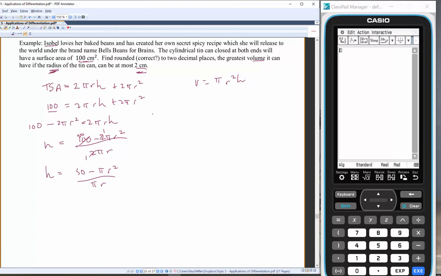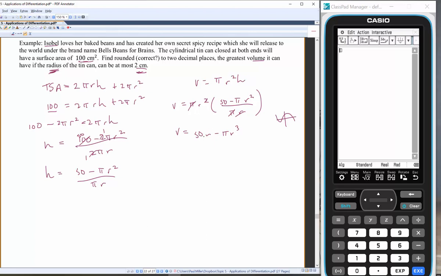Okay, so we're ready to shove this into the volume function. V equals pi r squared multiplied by 50 take away pi r squared over pi r. Now I can knock out pi, I can knock out one of the r's, which gives me a volume function of 50r take away pi r cubed. Okay, so it's a negative cubic function. So negative cubic functions look like that.